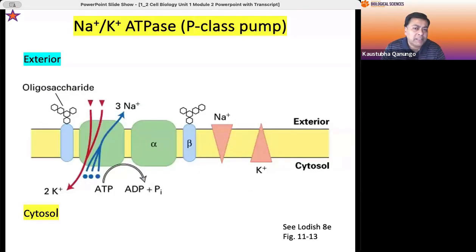So these are asymmetric pumps. The sodium potassium ATPase transports 3 sodium outside and brings 2 potassium inside. In the cell, you always have a higher concentration of sodium outside the cell and a low concentration of sodium inside the cell. Whereas for potassium, you have a higher concentration in the cell and lower outside the cell. And this gradient is maintained by these sodium potassium pumps. That's an integral part of many physiological processes.